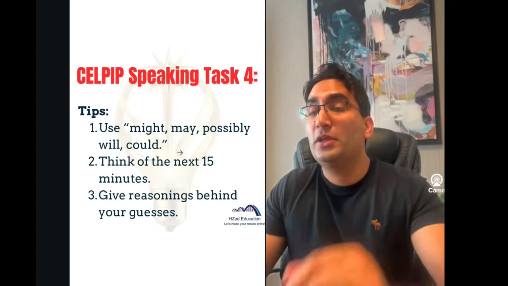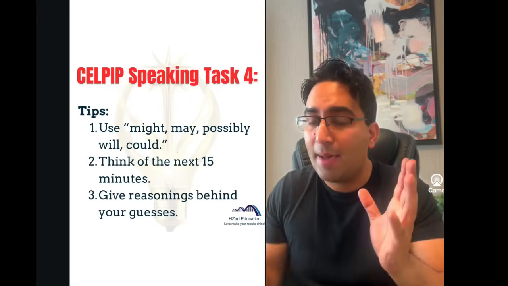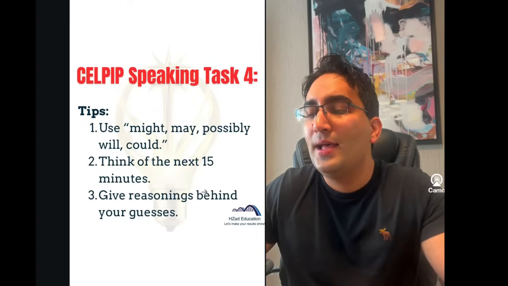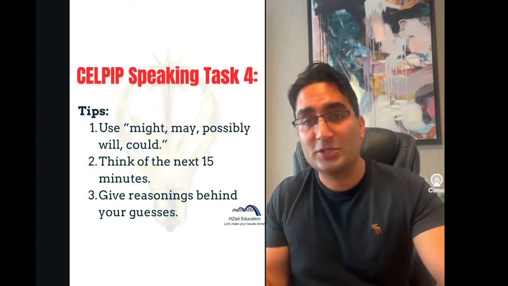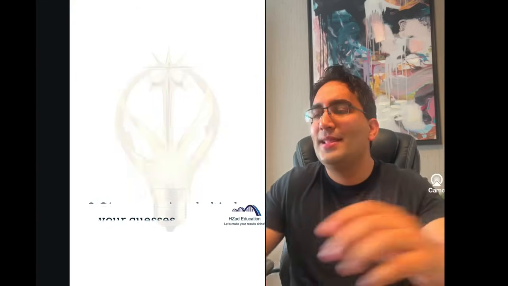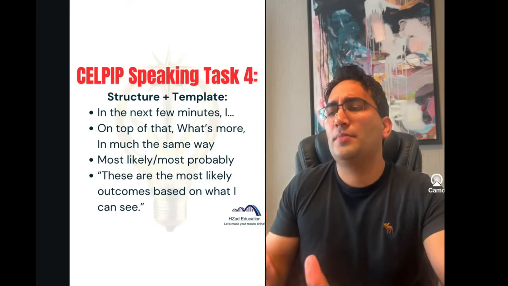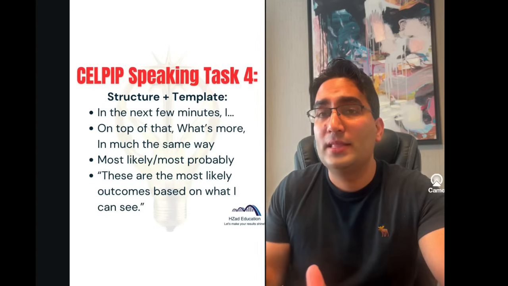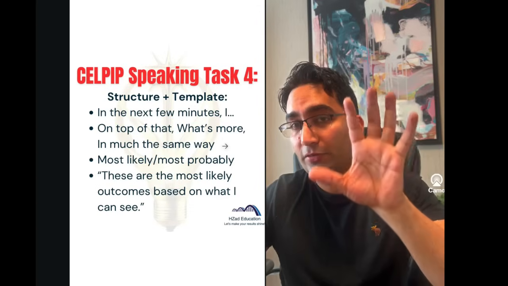The first tip is you want to use words like might happen, may, possibly will happen, could happen. Remember these words, they're good vocabulary for this type of question. The last thing is give reasonings behind your guesses. Don't just say this will happen, explain why this will happen. So this will happen because this person is currently doing this. Let's look at the template. We're going to start with, in the next few minutes, and now you're going to talk about I can see this, or I can tell that this is going to happen, or I assume this will take place next. Now you're going to use connectors here, and these are different from the previous connectors.